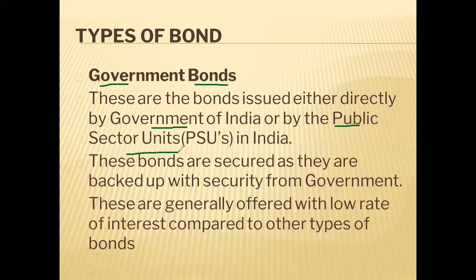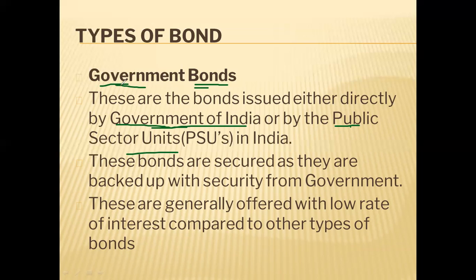ONGC is there, then we have Indian Oil Corporation, etc. Such companies are public sector companies, which means government-owned companies. So if such companies issue bonds to the public, they will be called government bonds. Or sometimes the government can also issue bonds to raise funds. So all the bonds issued by the government or public sector companies, that is government companies, will be known as government bonds.